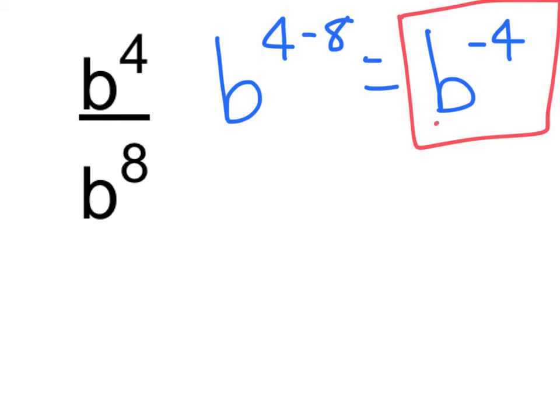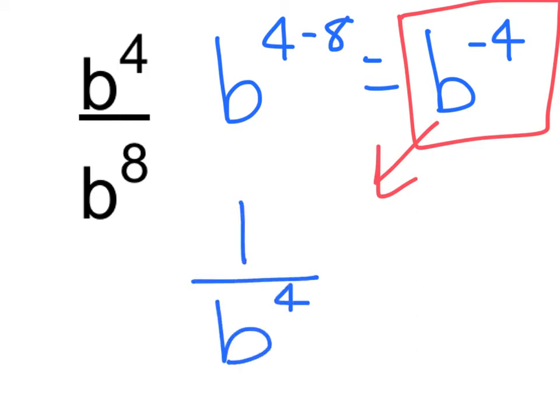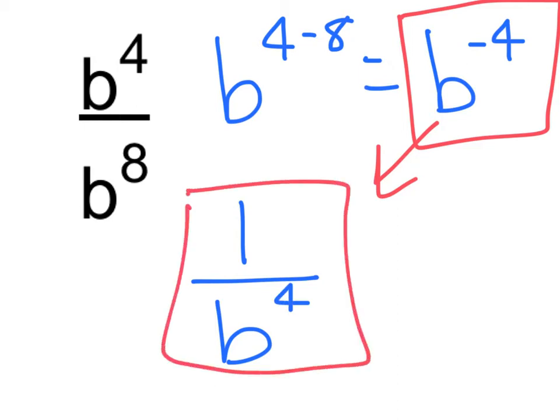What we're going to need to do is write this like the fraction we saw just a moment ago. So b to the negative 4th power is going to be the same thing as 1 divided by b to the 4th, making sure that that exponent is positive. And this is our answer.